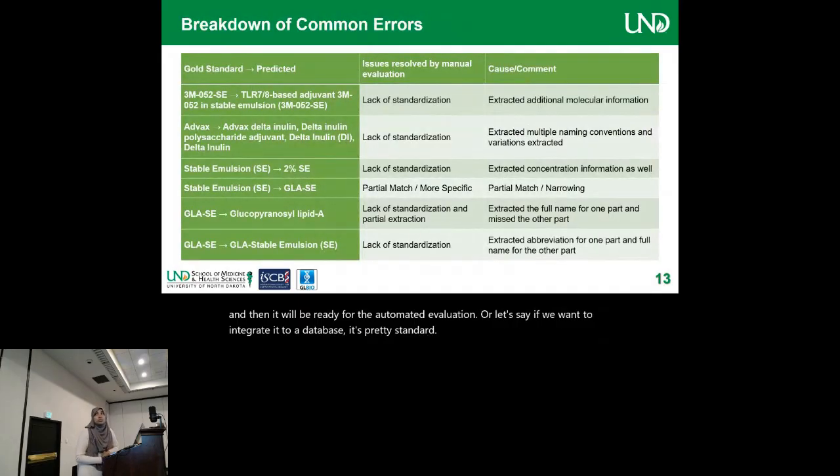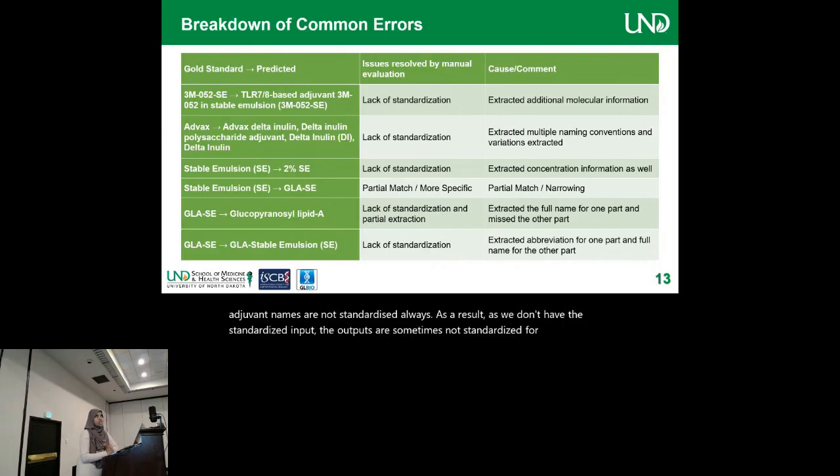But let's break down some common errors. When we looked into the outputs manually, we have seen that in most cases, the errors occur due to the lack of standardization. Because in the input we have used, the abstracts or the clinical trials, the vaccine adjuvant names are not always standardized. As a result, as we don't have the standardized input, the outputs are sometimes not standardized.